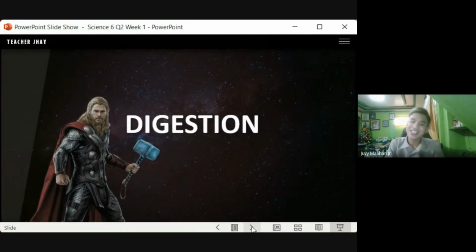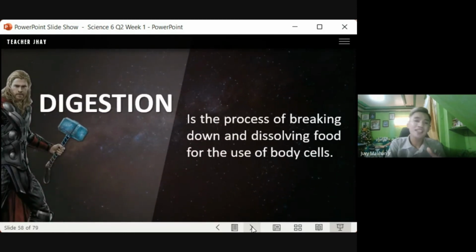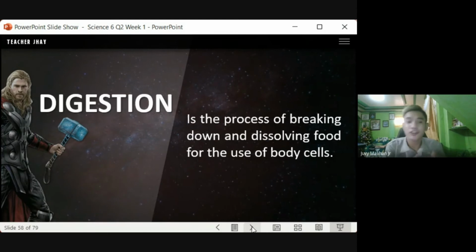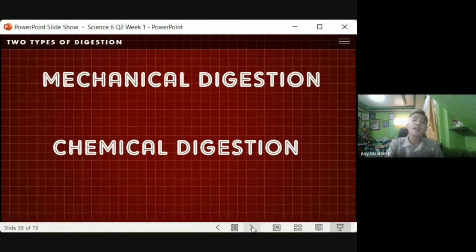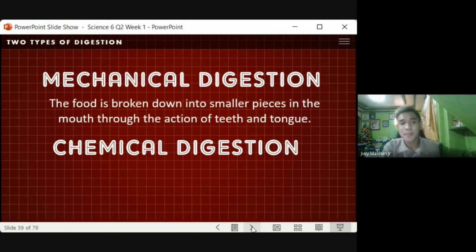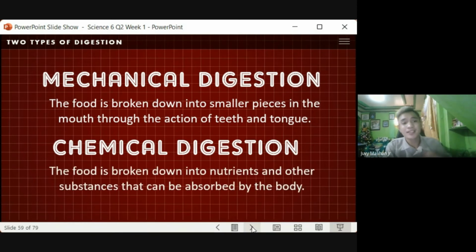Digestion, class, is the process of breaking down and dissolving food for the use of body cells. Now, digestion has two types. We have the mechanical digestion and the chemical digestion. What is the difference between these two? When we say mechanical digestion, it is the food that is broken down into smaller pieces in the mouth through the action of our teeth and tongue. While chemical digestion is the food that is being broken down into nutrients and other substances that can be absorbed by the body.